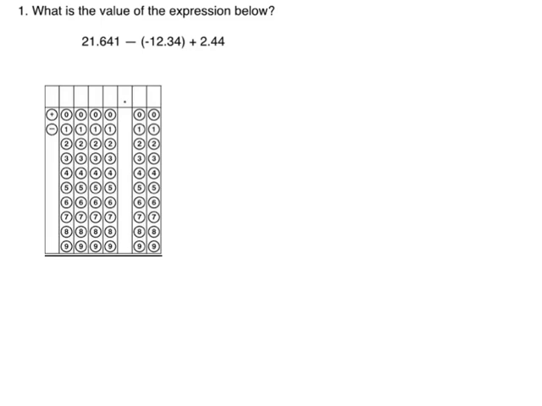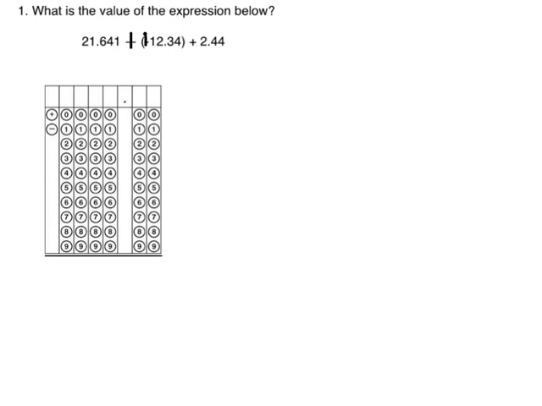All right, number 1, what is the value of the expression below? So we know if we have weird numbers, like 2 negatives, then we're going to keep, change, flip. So we're going to draw 2 lines to change our subtraction into a positive. So we're going to keep the 21.641, change to addition, and then flip the negative to a positive.